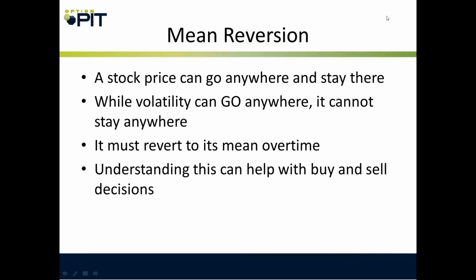So stock price can just stay high. The S&P is 2767. There's no rule stating that it has to go back to 2400. And understanding that will help you with buy and sell decisions.